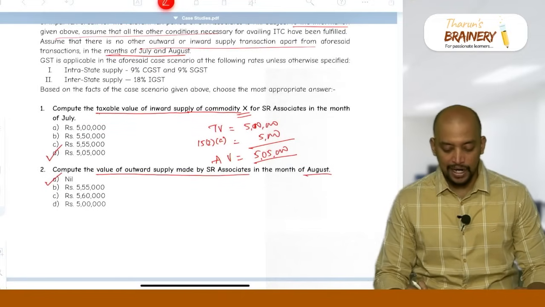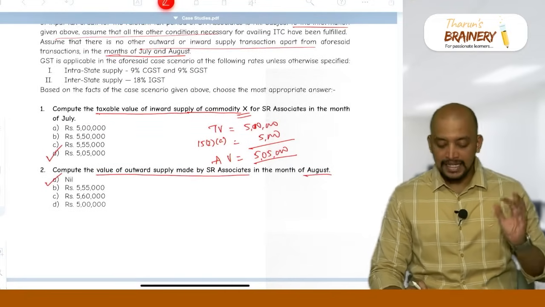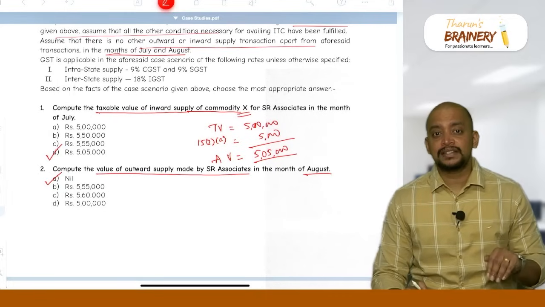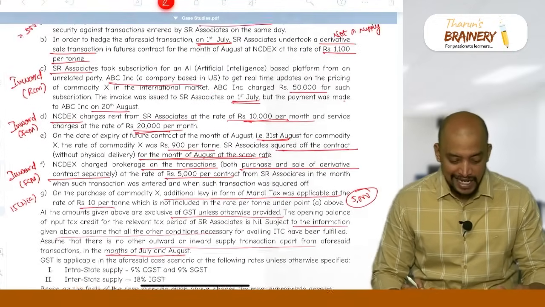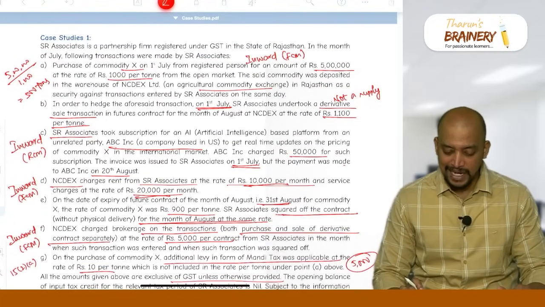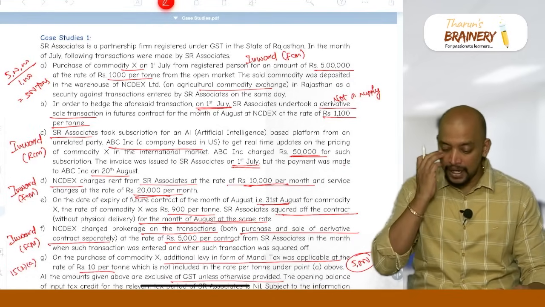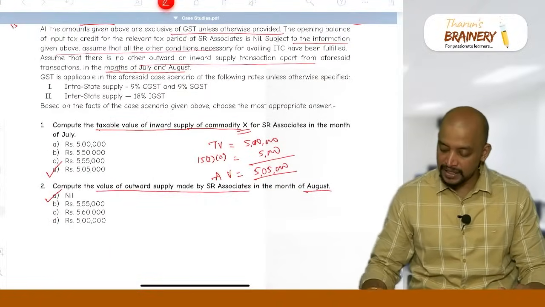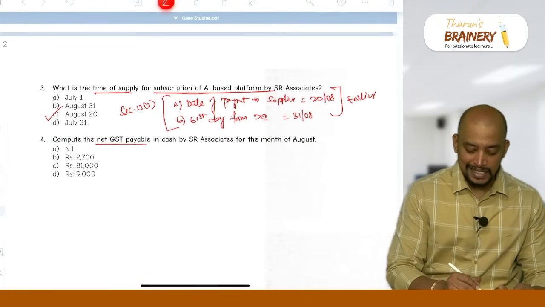And next again, fourth one, compute the net GST payable in cash by SR Associates for the month of August. Okay. So actually you don't think that it is nil. See, they don't have outward supply, but they have some inward supply under RCM. So inward supply under RCM, definitely they need to pay GST, even though they have input tax credit. So is there any inward supply on which they need to pay GST under RCM? Yes, they have. What is that inward supply? This 50,000 rupees is the inward supply on which they need to pay GST under RCM at 18%. So 50,000 into 18%, 9,000 rupees is the answer for this.